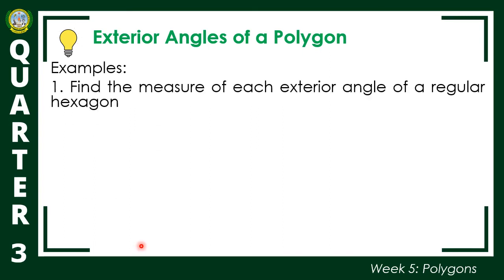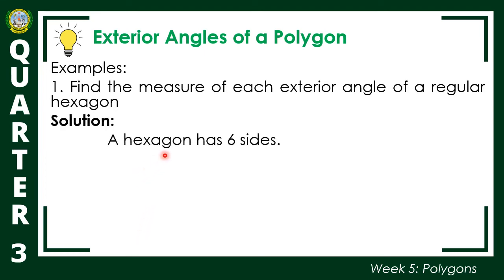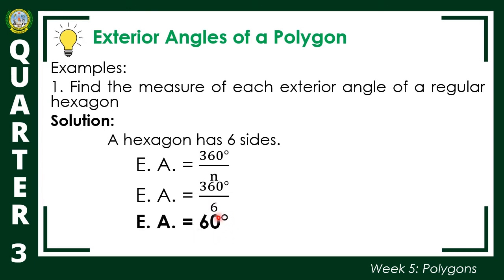Find the measure of each exterior angle of a regular hexagon. Of course, we know that a hexagon has 6 sides. So, sabi ko nga po, pag given naman po yung number of sides, mas magandang gamitin natin yung pangalawang formula. Okay? So, yung pangalawang formula po is EA or exterior angle is equal to 360 degrees divided by N. So, substitute lang po natin yung 6 sa N, magiging 360 degrees divided by 6. And that's equal to 60 degrees. That means each exterior angle of a regular hexagon measures 60 degrees.